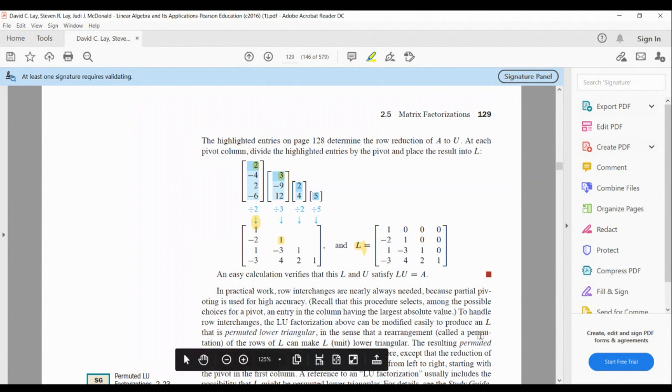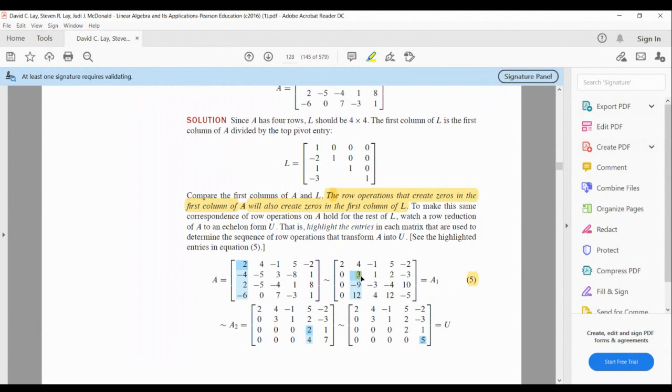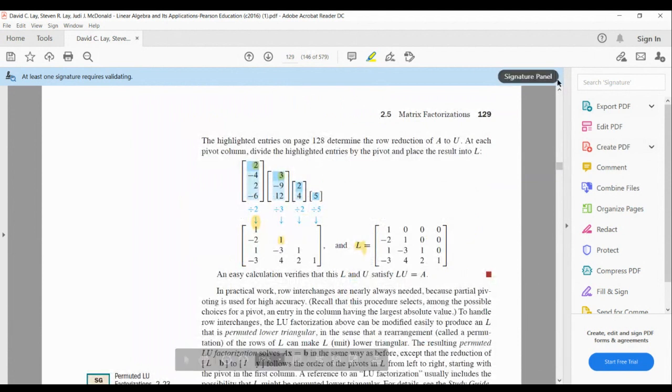Well, those same row operations are going to get us closer to echelon form. 3 times 3 added to the third row is 0. -4 times 3 added to the fourth row is 0. That produces then the A2 matrix, and you're closer to echelon form.